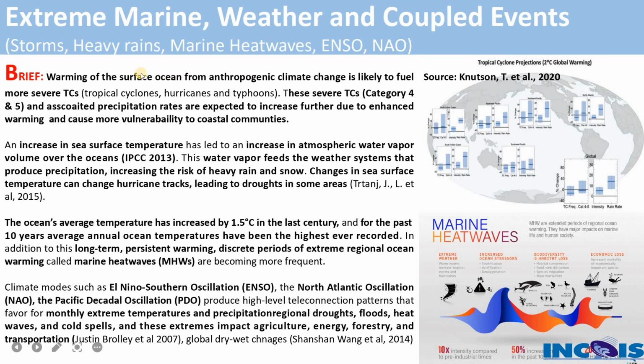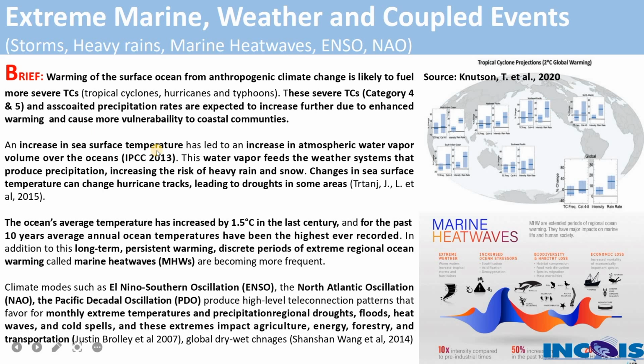The surface warming, sea surface temperature warming, was a key to fuel the cyclones and the formation of severe tropical cyclones, that is category number 4 and 5, right? Because as the ocean continuously warms, the formation of these severe, intense cyclones has been increasing with respect to time. These severe cyclones and associated precipitation rates are going to increase in the future with enhanced warming and cause more threat to the coastal communities as well.